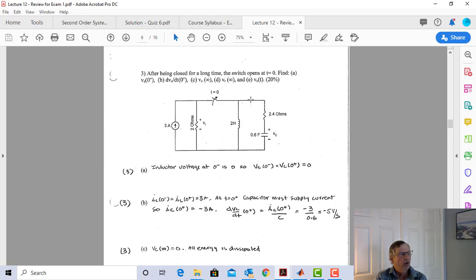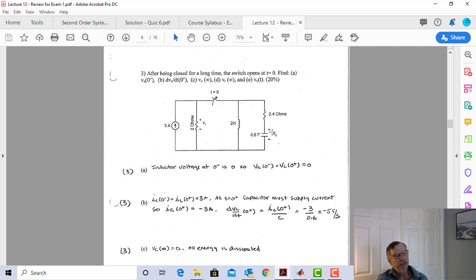Okay, so let's keep triaging. Now I'm going to open the switch. So I know I had 3 amps going this way, going top to bottom through the inductor. And I can't change that at time equals 0 plus. So that means that 3 amps has got to come this way, out of that capacitor and down here. So that means this capacitor is instantly going to start providing current. Can I change the current in a capacitor quickly? Absolutely. It's one of our rules.